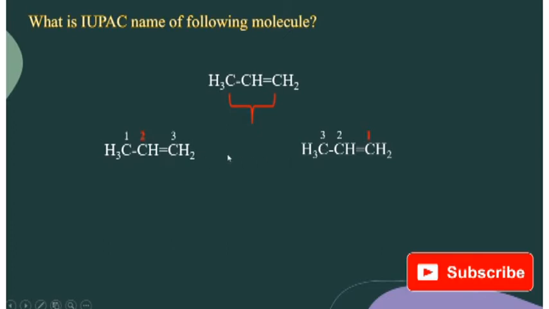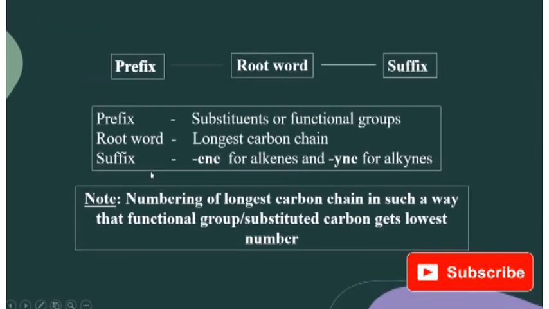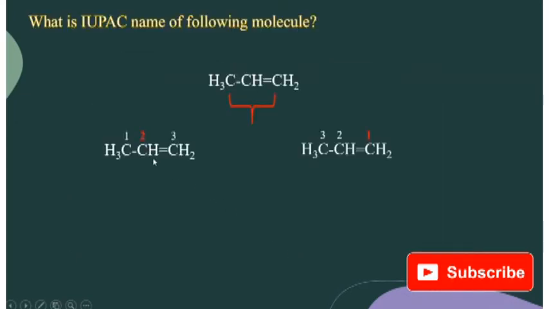But as we know, what will be the right one? The note. What does the note say? The note says to number the longest carbon chain in such a way that the functional group or substituted carbon gets the lowest number. That means the functional group carbon, that is this CH which has a double bond, is the functional one and it should get the lowest number. So this CH is at position 2, while this CH2, which is also part of the functional group, is at the first position. So this is the correct one.